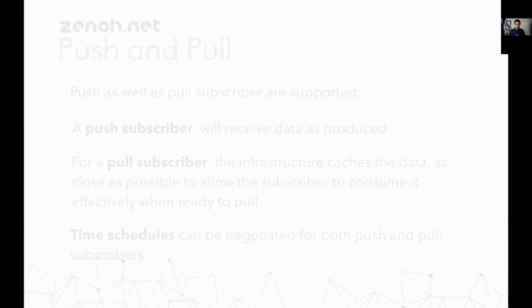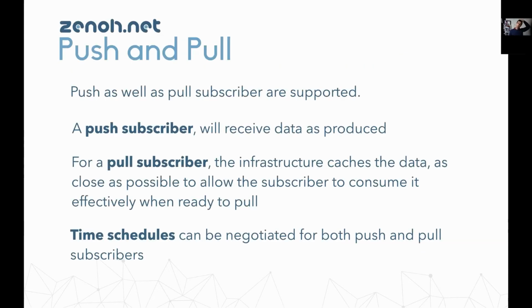Okay, so if we focus for a moment on the publish subscribe primitives that we provide, push as well as pull subscriber. Pull subscribers are essentially regular subscribers that just tell the infrastructure, look, although I would like data to be delivered as close as possible to me, don't push it to me, because I'll tell you when I'm ready, or I'll agree with you a time schedule within which you are allowed to push me data, or I'm telling you that I will be asking you for data within that time schedule.